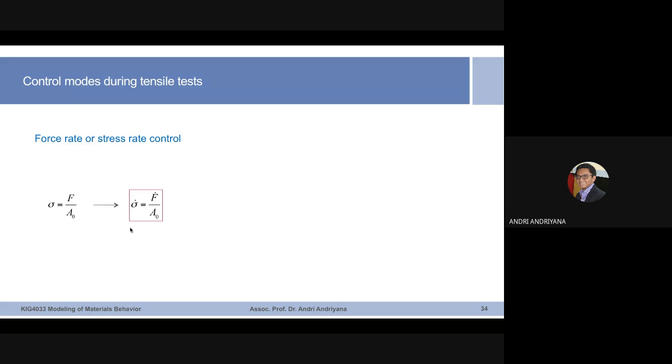Okay, so because the stress to the force is simply related to these simple equations, the rate of stress is simply the rate of force divided by the initial cross section of the sample that you want to test. Which means that in this kind of control mode, you impose a constant force or constant stress during the tensile test, and then we observe what happens to the stress strain curve of the material.